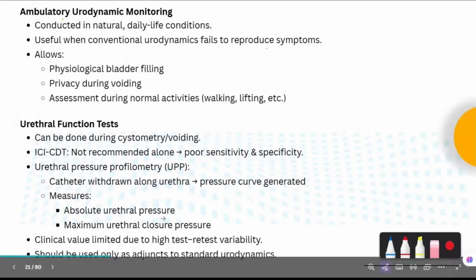It will measure the absolute urethral pressure and maximum urethral closure pressure. The clinical value is limited due to high test-retest variability. It should be used only as an adjunct to the standard urodynamics. Again, these tests are done as an adjunct along with the urodynamics.